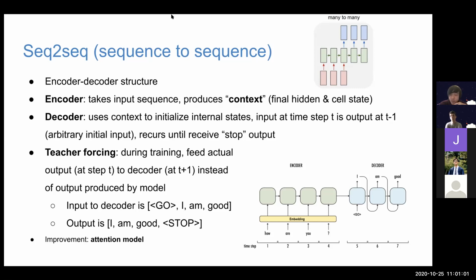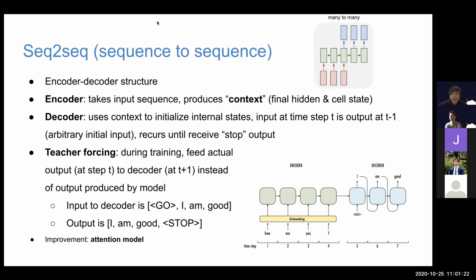Regardless of what the decoder predicts when you pass in go, maybe cat, it's still going to pass in I to the next cell, and the decoder is trying to learn to map I to am instead of cat to am. That helps the decoder converge a lot faster.